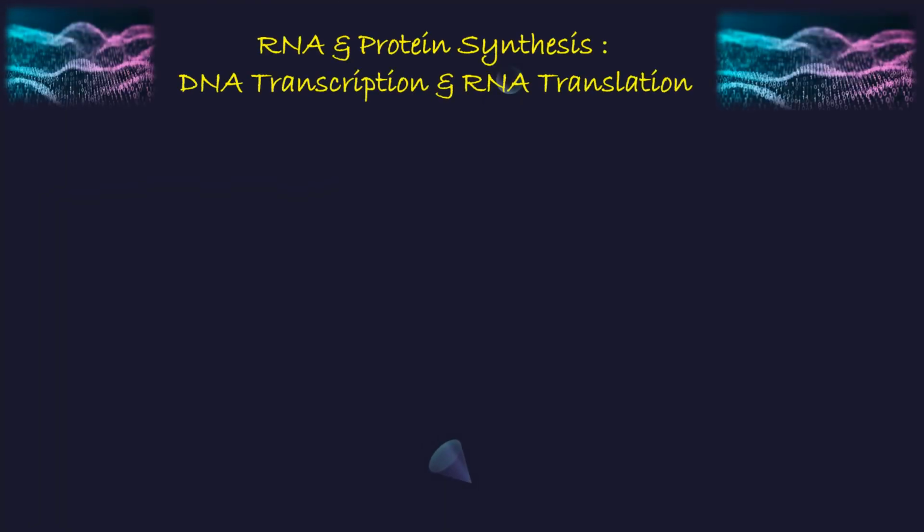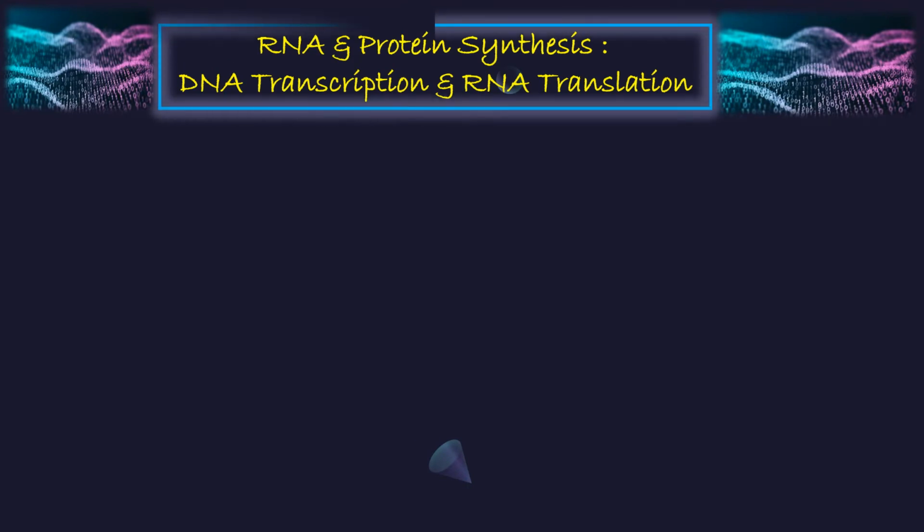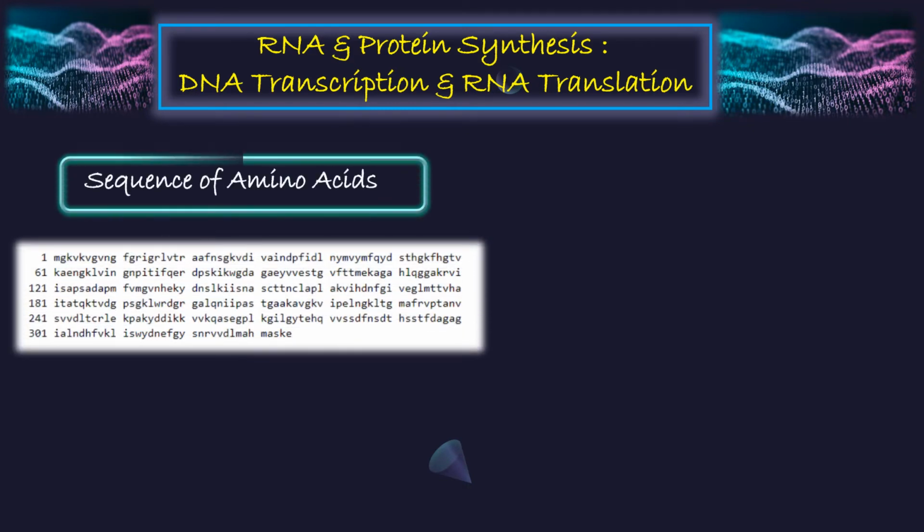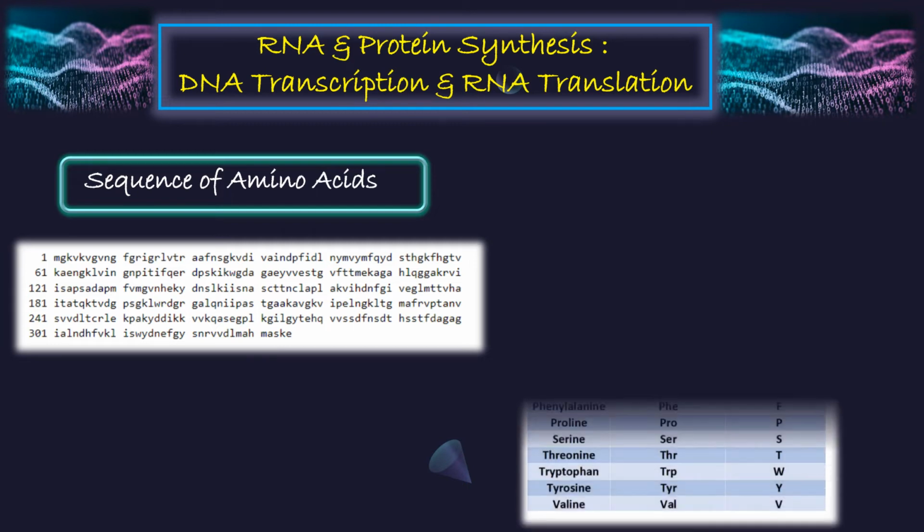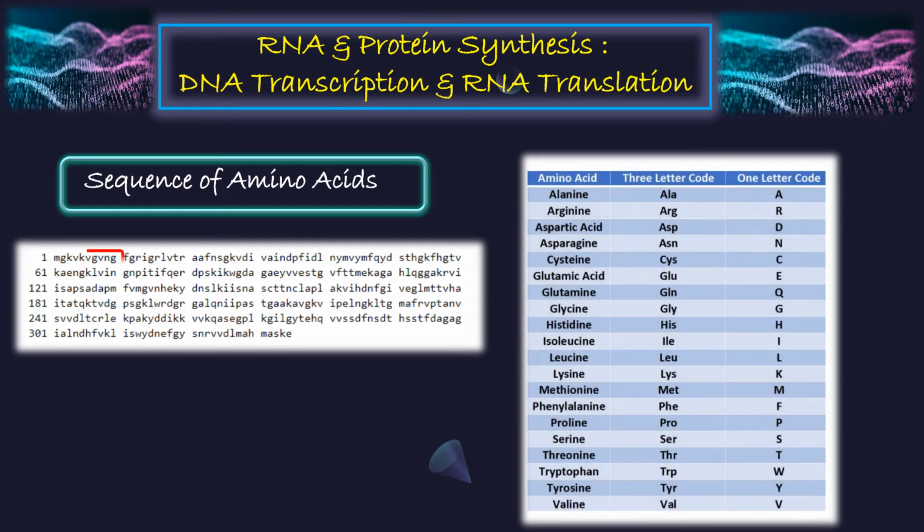RNA and protein synthesis occurs in two steps, DNA transcription and RNA translation. But in this case, we'll be working backwards as we start with the list of amino acid sequence for this protein and work our way to get the DNA code. We will use this table to reveal the one-letter code for the first 10 amino acids in the sequence. This table shows the three-letter and single-letter codes.